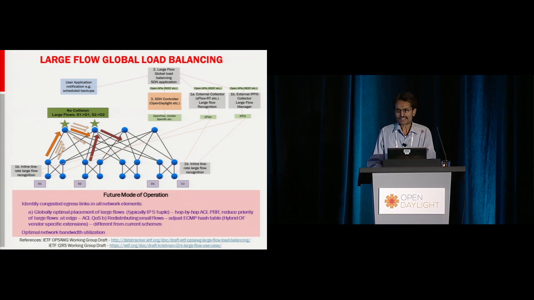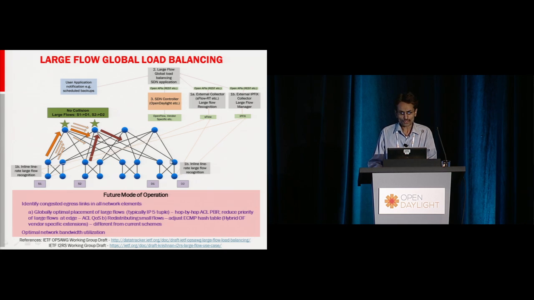So in summary, the final goal is optimal network bandwidth utilization globally across multiple network nodes. That's the end goal. And here the only meaningful way to do this is through an external SDN application, because it's coordinating across multiple nodes, right?